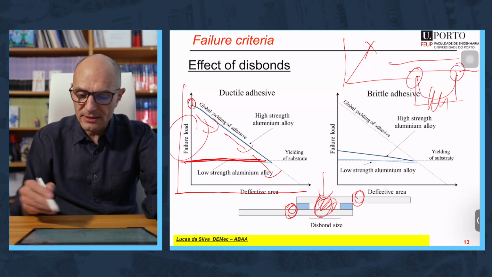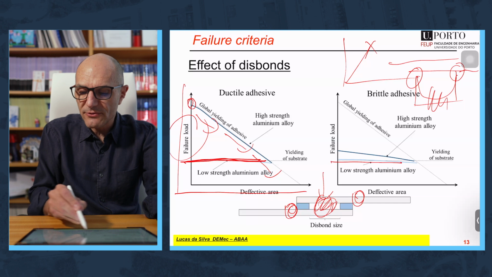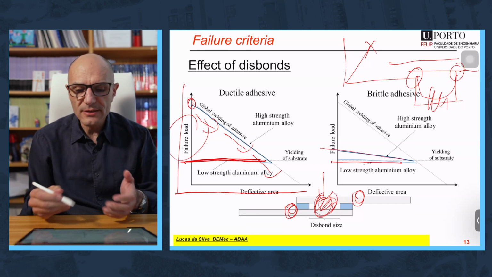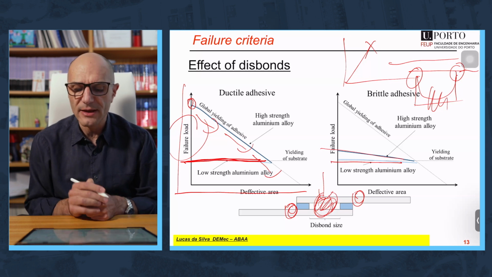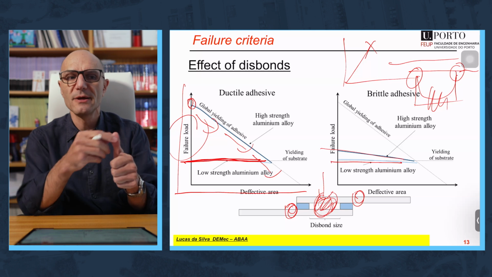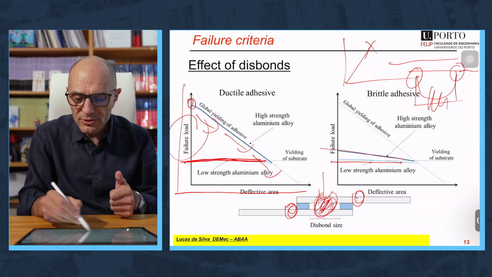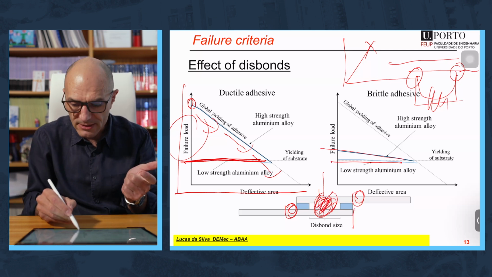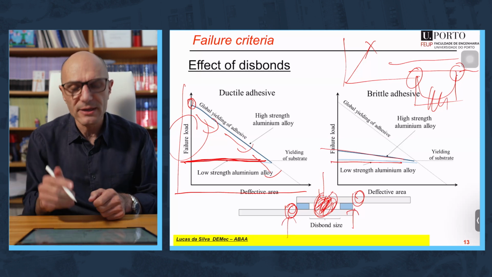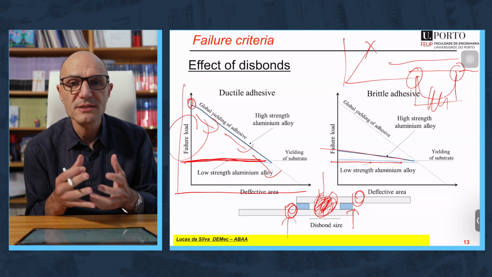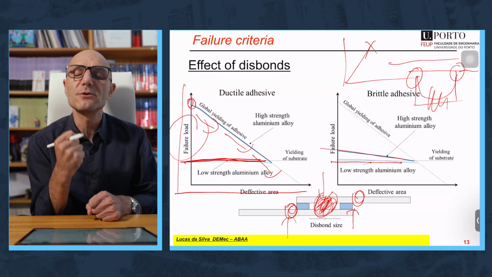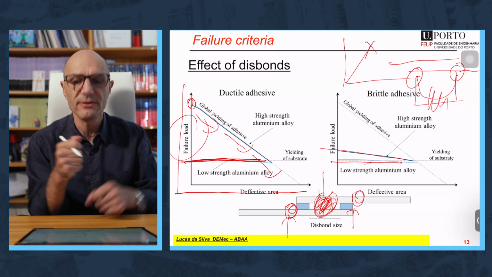Everything takes place at the ends of the overlap, and the size of the defective part doesn't matter at all. So you see the importance of having a disbond in the middle. In many cases it doesn't really matter. If you use brittle adhesives, if you don't have adhesive in the middle, it doesn't matter. It takes place at the ends of the overlap. If you use metals that yield, it doesn't matter. It takes place at the ends of the overlap. When does it matter? When you have a very ductile adhesive and very strong metal, then it matters to have a defective part in the middle.